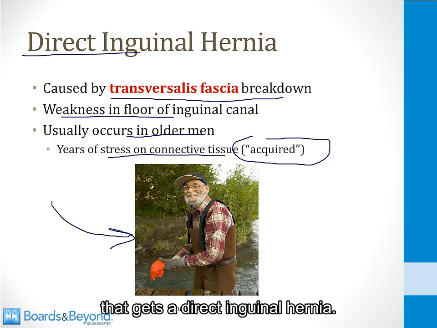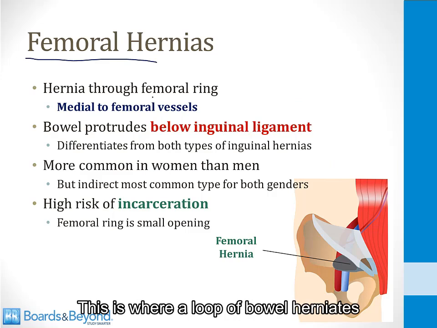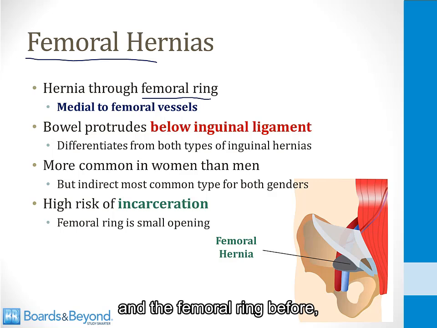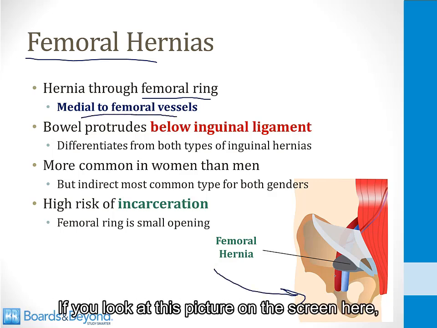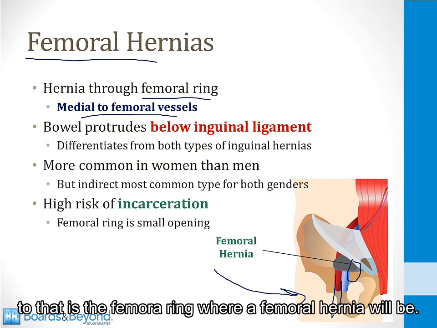The last type of hernia we'll talk about is a femoral hernia. This is where a loop of bowel herniates through the femoral ring, and we talked about the anatomy of the femoral sheath and the femoral ring before, and the femoral ring is medial to the femoral vessels. If we look at this picture on the screen here, this is the femoral artery and vein, and medial to that is the femoral ring where a femoral hernia will be.